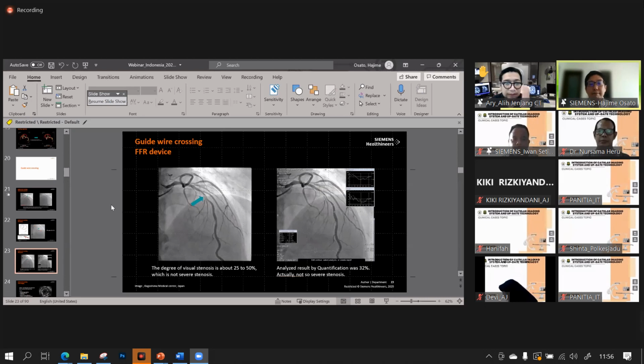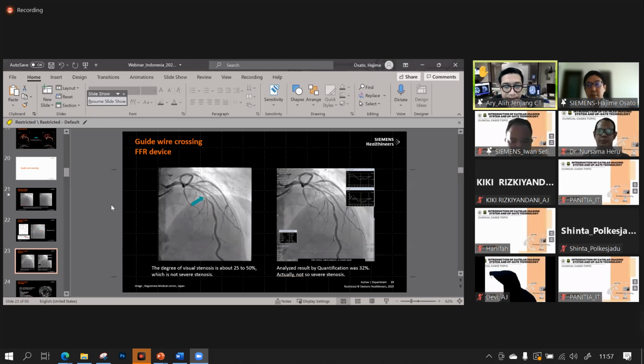My question is, should we choose one of the phases to freeze, to get a better result of the measurement? And is there any difference in result between the two phases, in relation to measuring the level of stenosis of the coronary artery? Thank you.